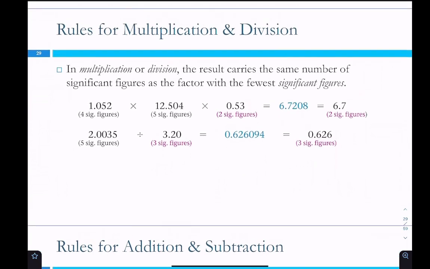So that's if you're multiplying things. Here we have two sig figs, and so the answer has two sig figs. If you're dividing, we have 5 and 3 sig figs, so the answer should only end up with 3.